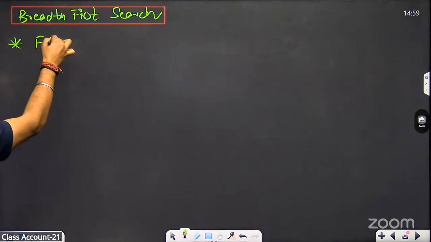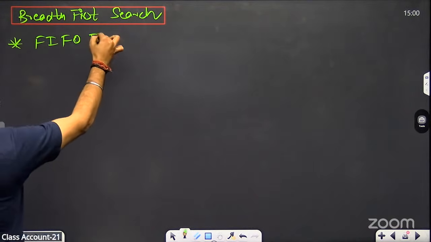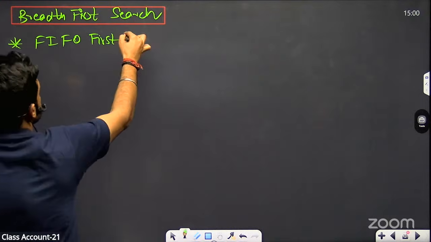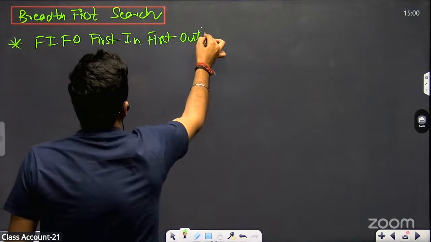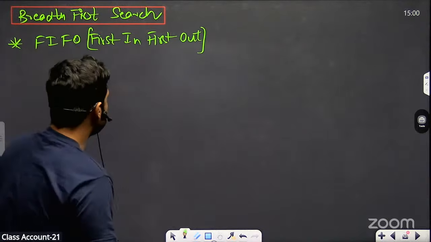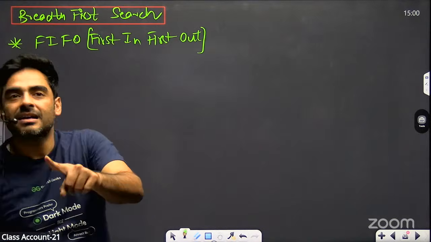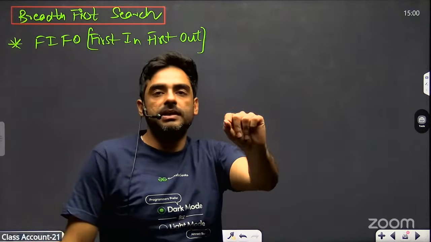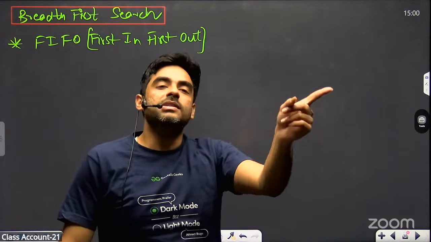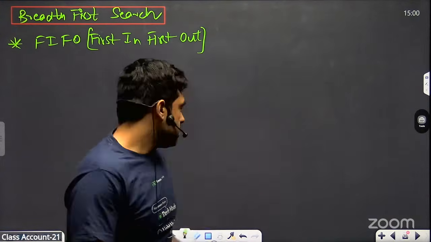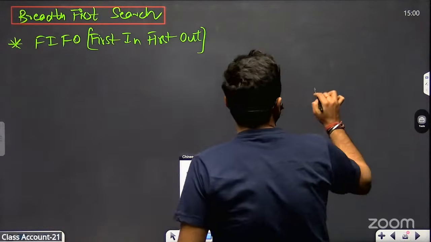What is FIFO approach? First in, first out. जो पहले आएगा वो पहले जाएगा. सिंपल सी बात है, जो पहले आएगा वो पहले जाएगा, इररिस्पेक्टिव कोई सी भी डायरेक्शन तुम पकड़ोगे. देखो, इस चीज को समझना.